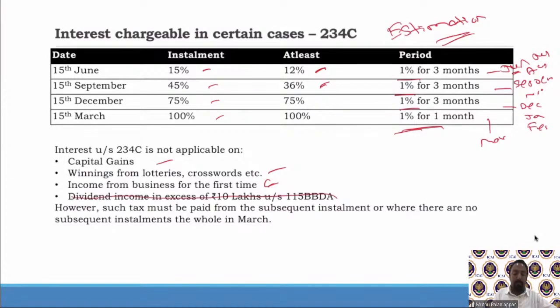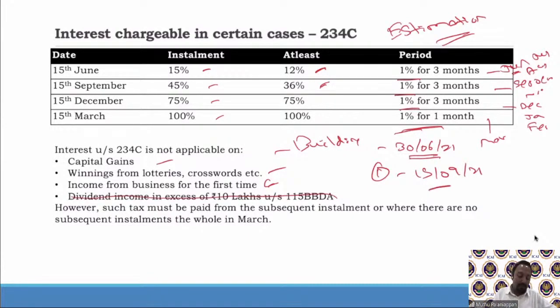However, such tax must be paid in the subsequent installment. Let's say I sold a building on 30th June 2021. I did not know I was going to sell my property, so in the first quarter I'm not liable. Only on 30th June do I know that I've sold my property. So my first due date for installment will be 15th September 2021.